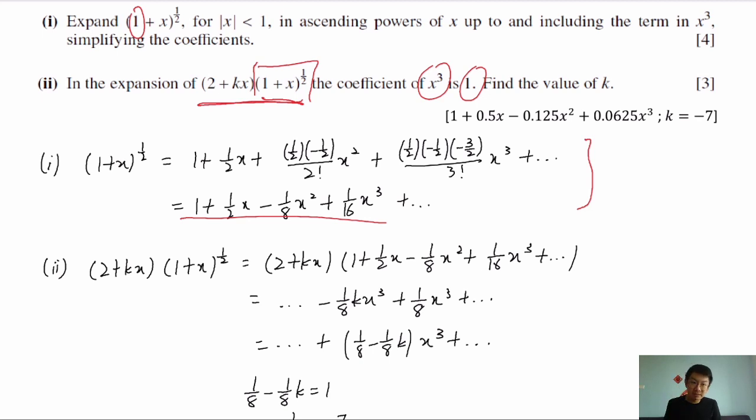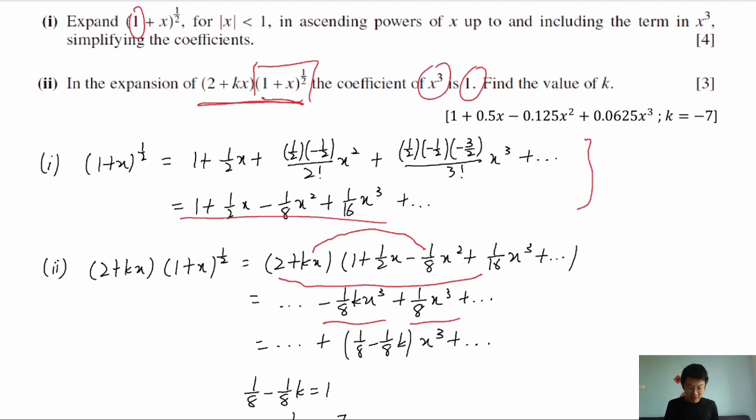So what are the terms that will be related to the x cubed? The first way to get x cubed is to multiply the kx with this x squared term here. So this is why we get this term here. Another possibility to get the x cubed term is we have 2 to multiply with the x cubed term here. So this is why we get this. There is no other way for us to get the x cubed term from the expansion.